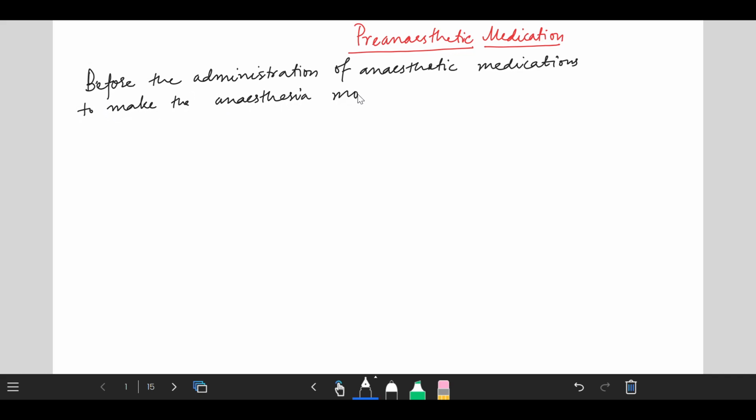To make the anesthesia more safe and pleasant, some drugs are used.